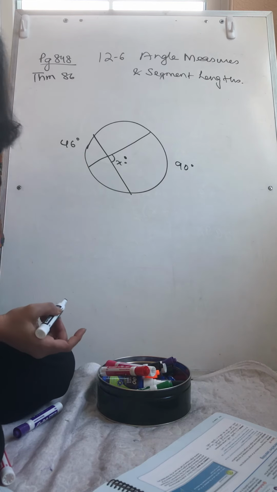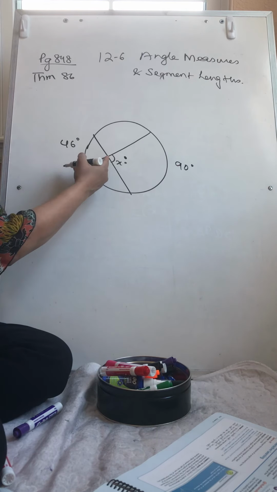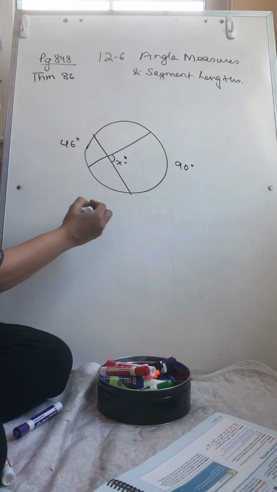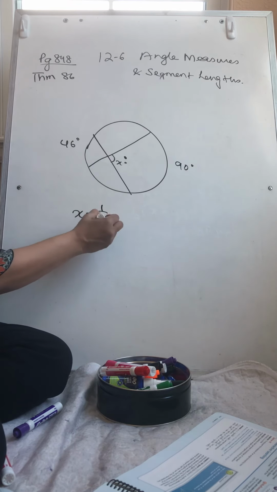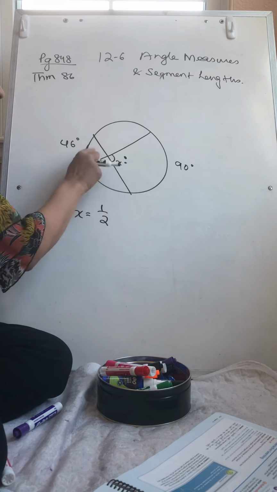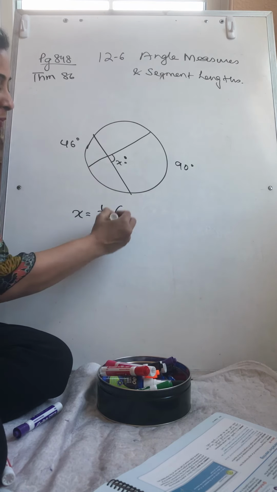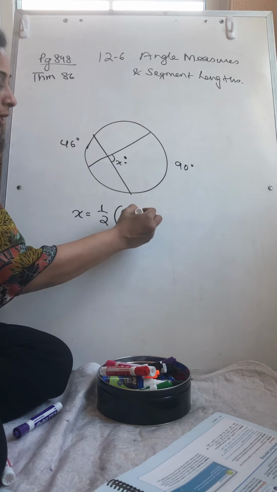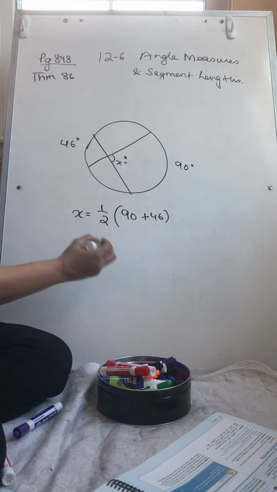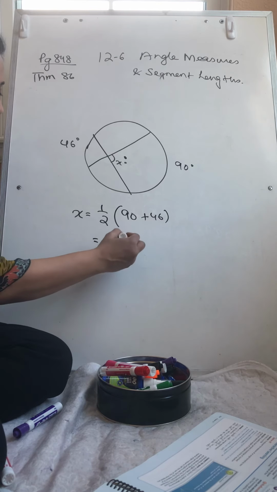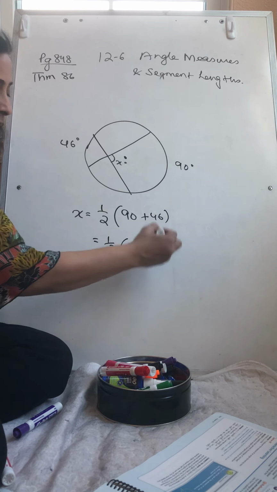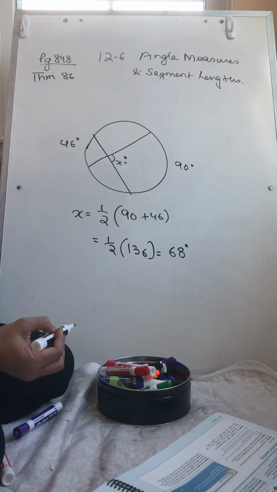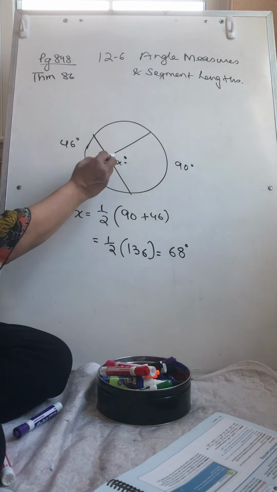So I'm going to use this theorem. I know this is the angle formed by two intersecting lines. So x is going to be what? Half of the sum of the intercepted arcs. So it's going to be half of, this is one arc which is intercepted. The other one is this. Done. Half of 136. So I get 68 degrees. Good. So this measure angle will be 68.